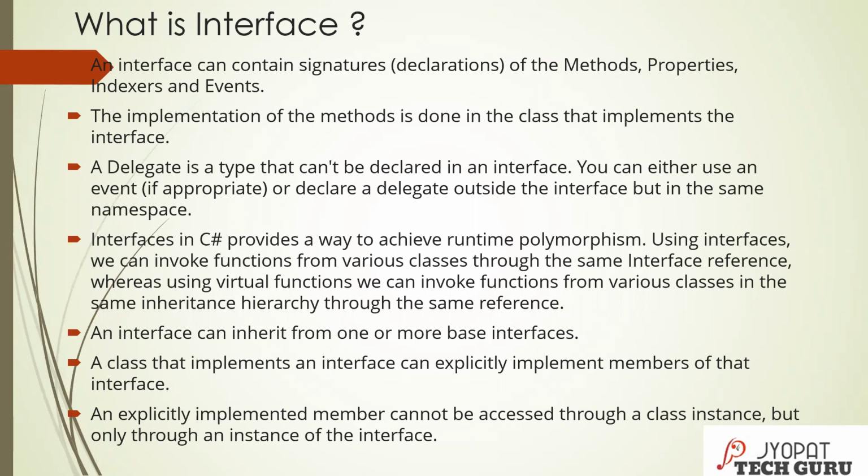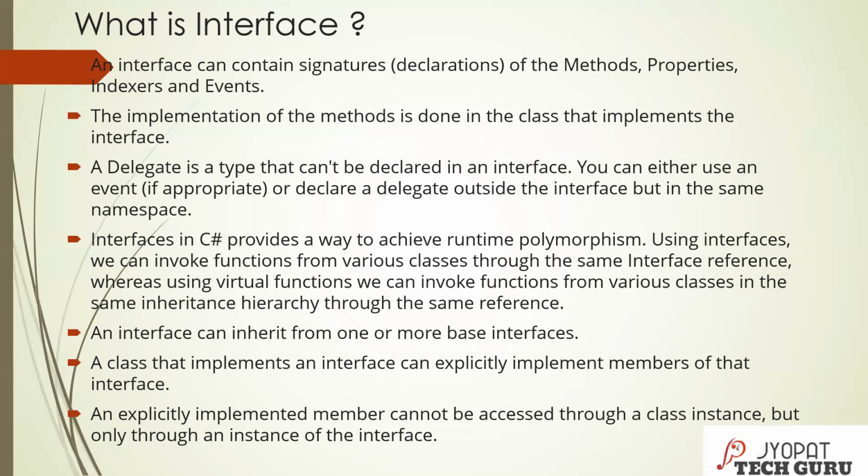So first of all, what exactly is an interface? You can define it like a contract with respect to the class. Whatever things I want to have with respect to the class, I'm going to define in the interface. An interface can contain signatures, declarations of methods, properties, indexers, and events. So it is not only function signatures, it can have properties, indexers, as well as events.